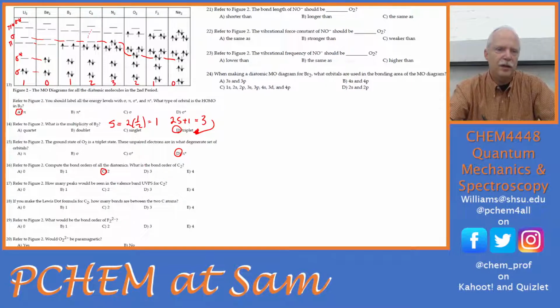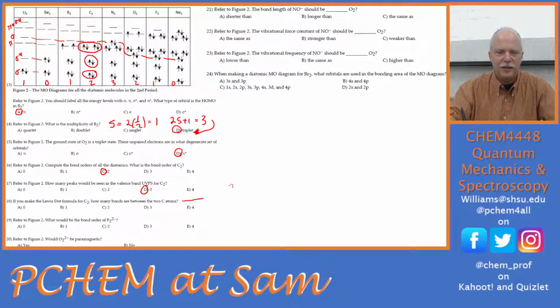So we come up here and we look at the number of types of orbitals. We have 1, 2, and because this is degenerate, we have those act as 3. So that would be 3 peaks in the UVPS for C2. Now this is the one that caught a few people. They came and talked to me after the test.